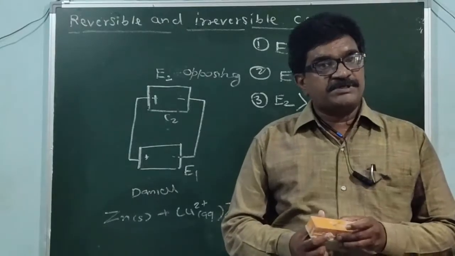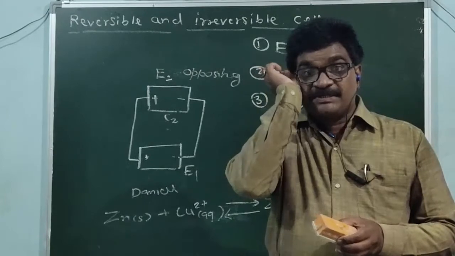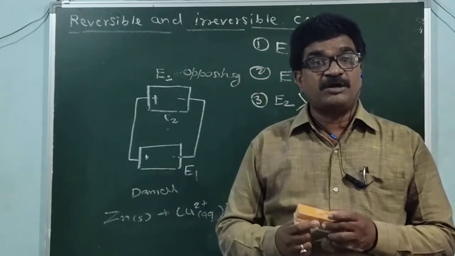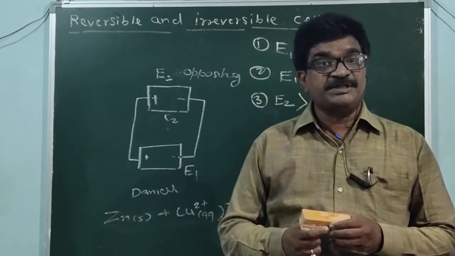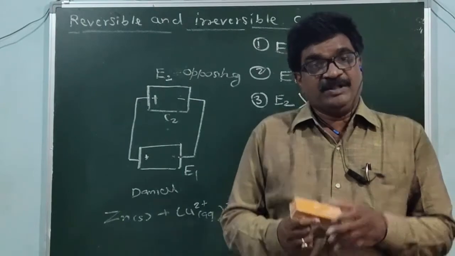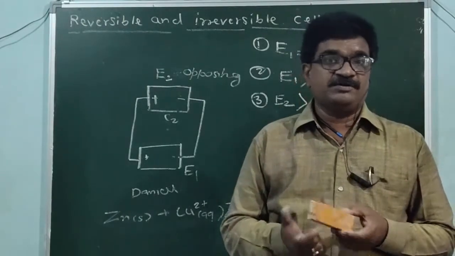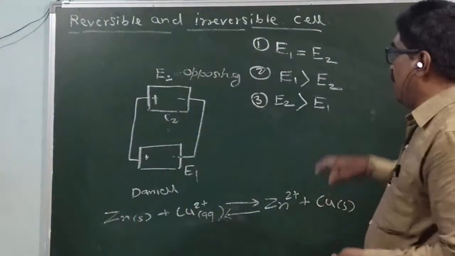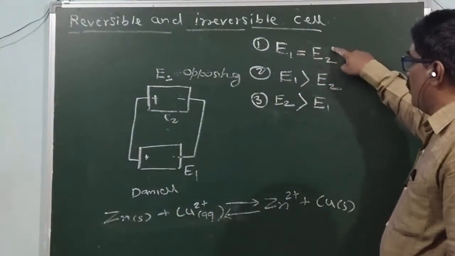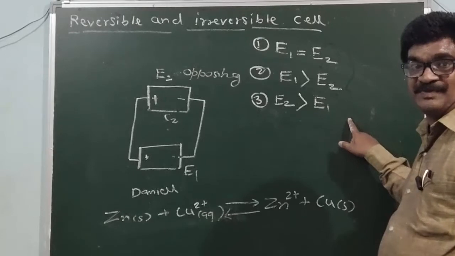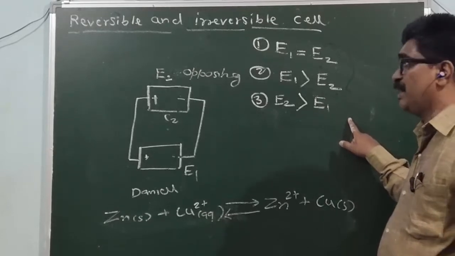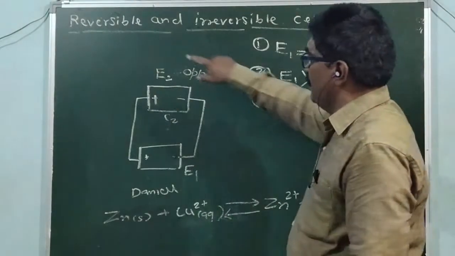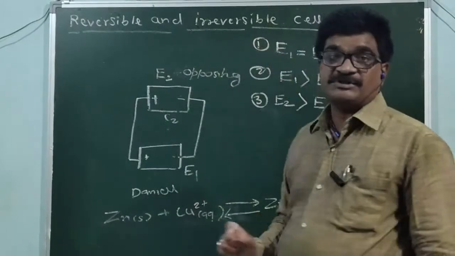Now what is an irreversible cell? An irreversible cell does not allow the cell reaction to be reversed, whether you increase the EMF or you decrease the EMF. So an irreversible cell does not follow these three conditions. So there are two types of cells, reversible and irreversible cells.